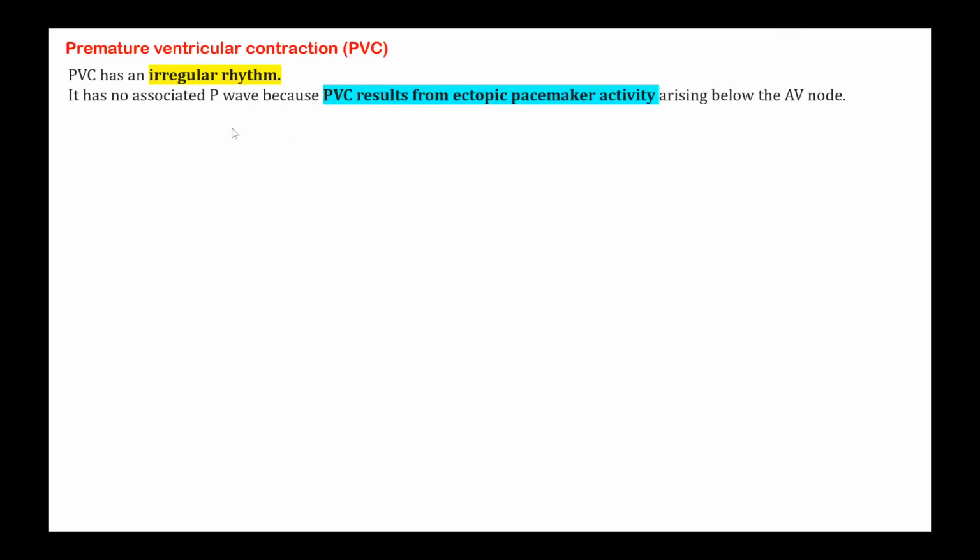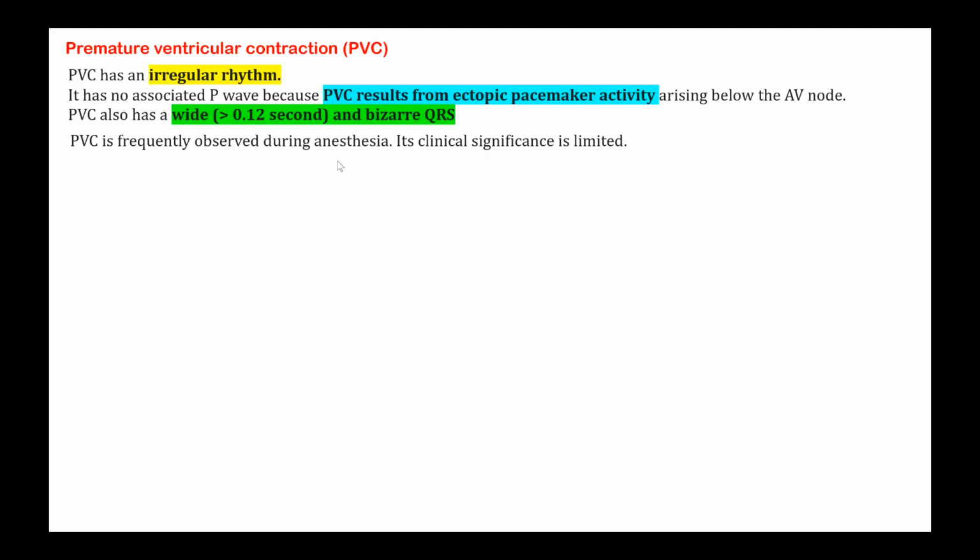Then comes the premature ventricular contractions. They produce an irregular rhythm, with no association with P waves, and result from ectopic pacemaker activity arising from somewhere other than the SA node. It usually produces a wide or bizarre QRS and is frequently observed during anesthesia. But if it occurs as an occasional one or two PVCs, that can be ignored. It is not of any clinical significance.